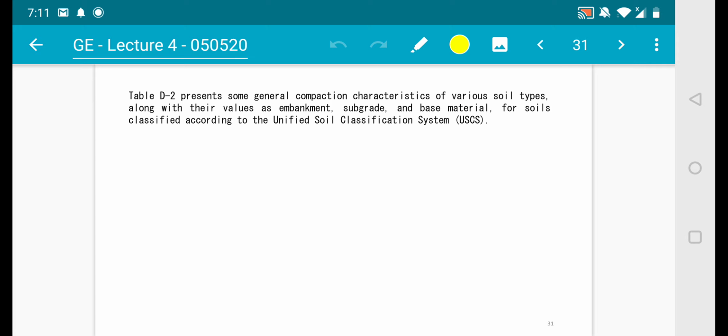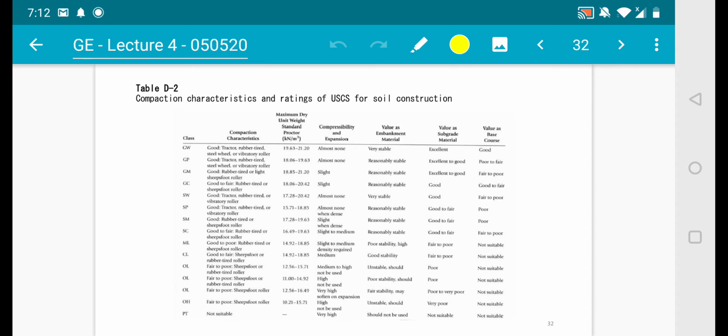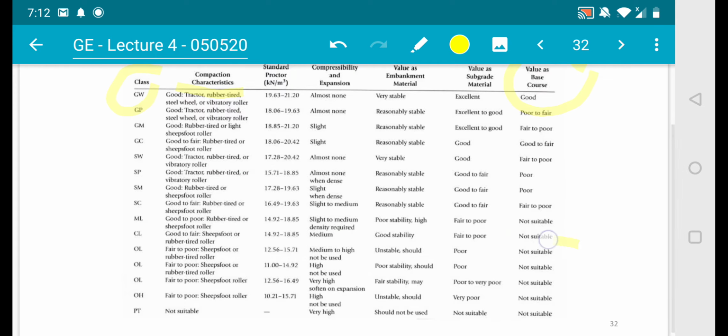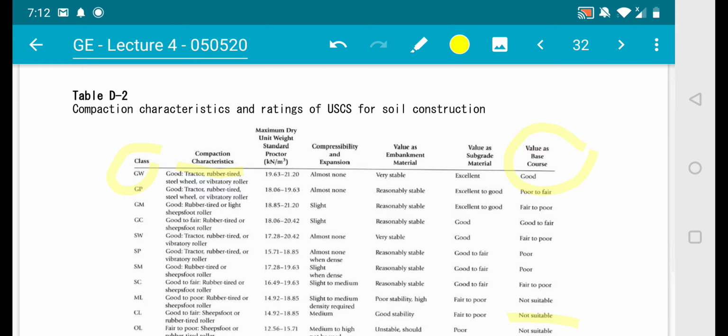Now, table D2 presents some general compaction characteristics of various soil types, along with their values as embankment, subgrade, and base material for soil classified according to the USCS. So we have your class, compaction characteristic, and value as base course, whether it's good or not suitable. We can also make this in a local setting.